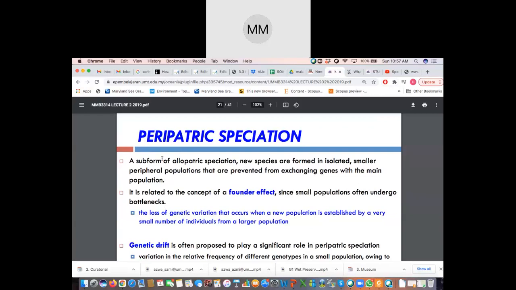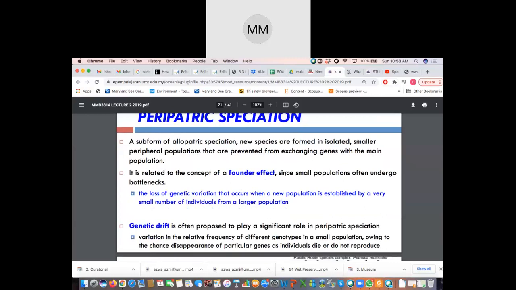As I mentioned before, it is a subform of allopatric speciation. Remember in the picture you had a 50-50 split. With this one, a new species forms in isolated, smaller peripheral populations that are prevented from exchanging genes with the main population. It is related to the concept of the founder effect. The founder effect is the loss of genetic variation that occurs when a new population is established by a very small number of individuals from a larger population.